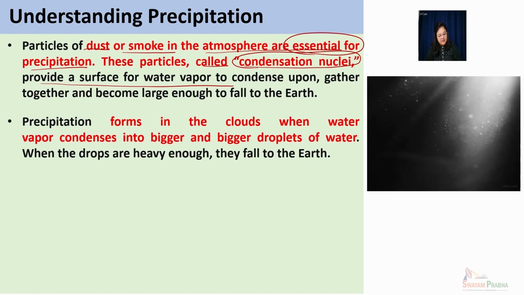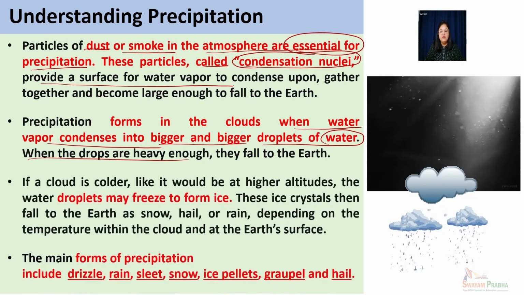Precipitation forms in the cloud when water vapor condenses into bigger and bigger droplets of water, and when these droplets are heavy enough, they fall to the Earth's surface in various forms. If a cloud is colder and it is located at higher altitudes, the water droplets may freeze to form ice. These ice crystals then may fall onto the surface of Earth in various forms. They can fall as snow, hail, or rain depending on the temperature within the cloud and at the Earth's surface.